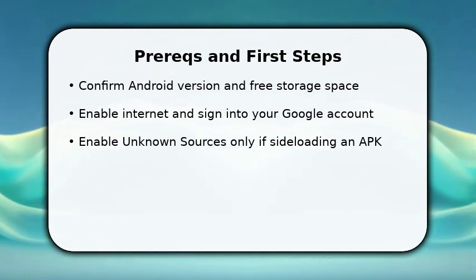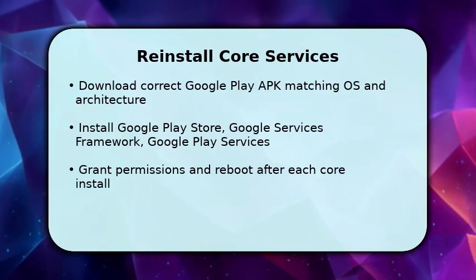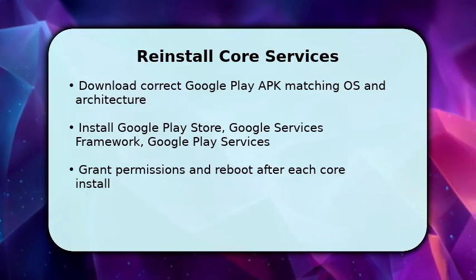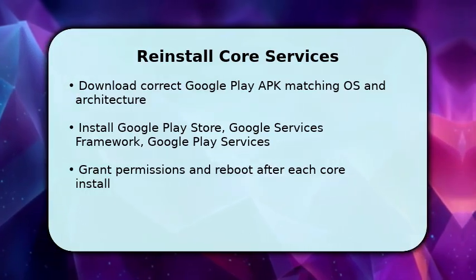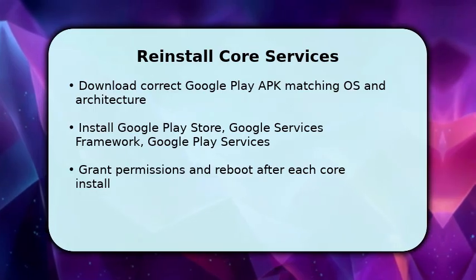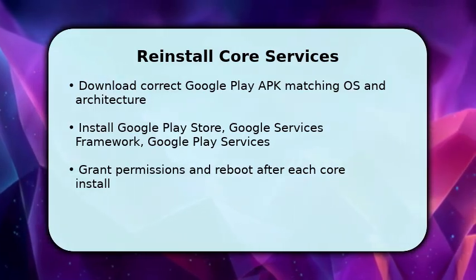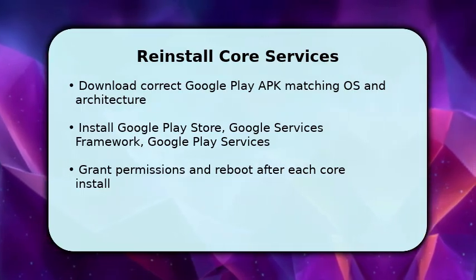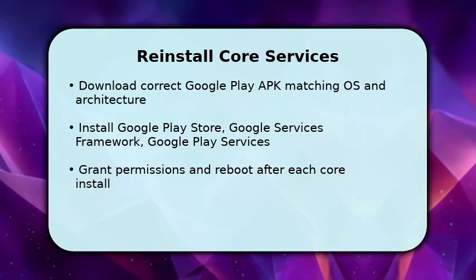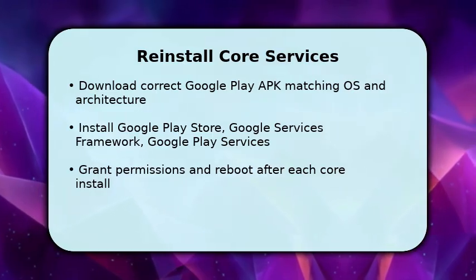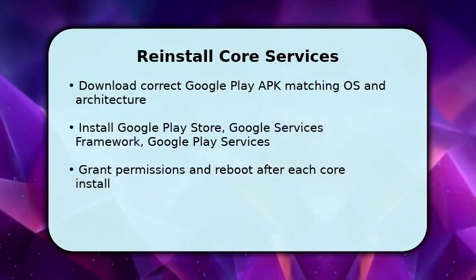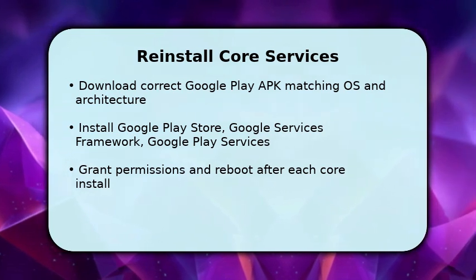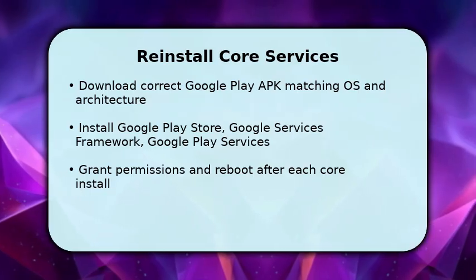Now reinstall the core components in the right order: Google Services Framework, Google Play Services, then Google Play Store. Choose the APK builds that match your Android version and CPU architecture. Mismatches cause crashes. Use a trusted APK source and tap Install. Accept runtime permissions when prompted. After each core component install, reboot the device to ensure background services register correctly. Once the three are installed and the device restarts, open Play once to let it update components automatically.